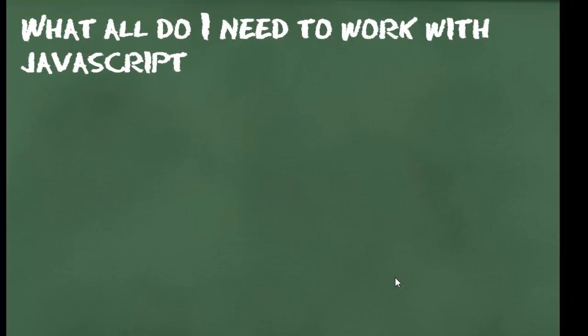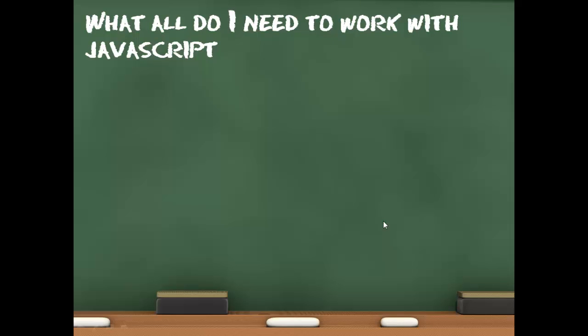Alright, now what all do I need to work with JavaScript? Basically, what we are trying to explain here is that in case you have some experience with other programming languages, you already know that you need some good software in which you will write the code. Then you need some very good compilers that will compile your code, find out the errors and all those things. Now, what all do you need to work with JavaScript? First thing, no compiler is required. JavaScript is not a compiled language. JavaScript is basically an interpreted language, right?